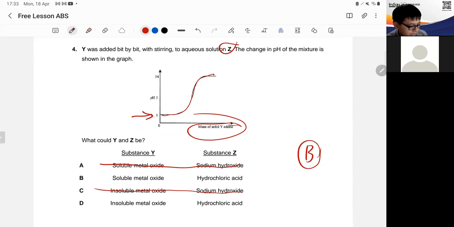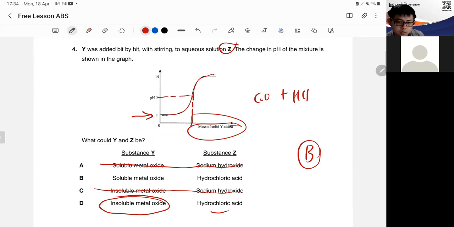Because imagine if I added an insoluble metal oxide. Let's say, for example, Z in this case is HCl. Let's say I add insoluble metal oxide. What insoluble metal oxide do I have? Copper oxide, for instance. If at this point I added enough to neutralize it completely, what do I get? I get this and water. What I'm trying to prove here is that at this point there is no more acid left, because all of it will be neutralized already.